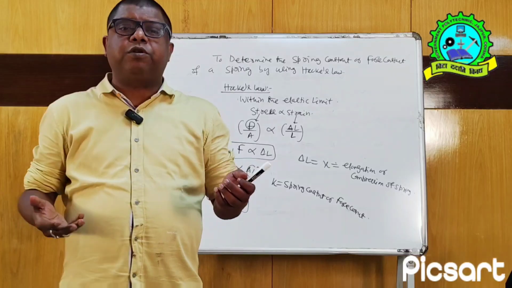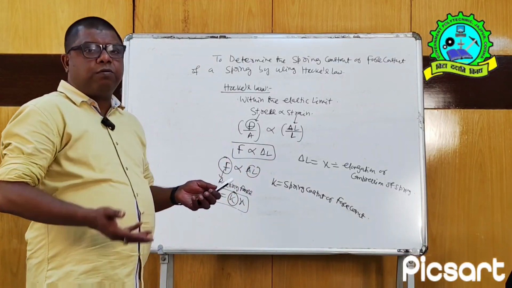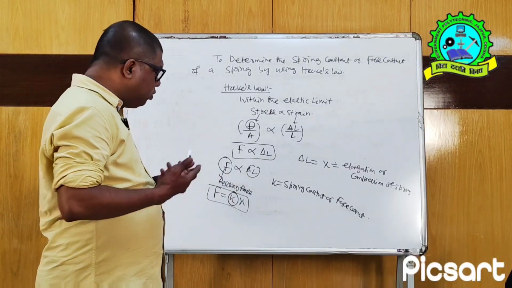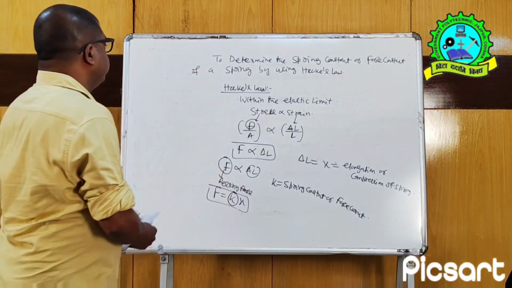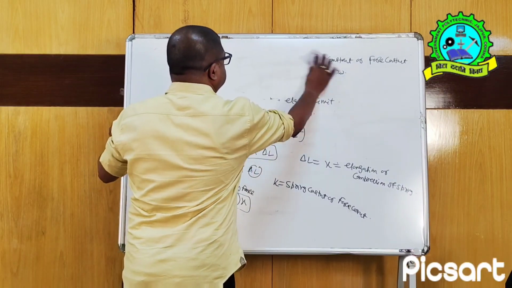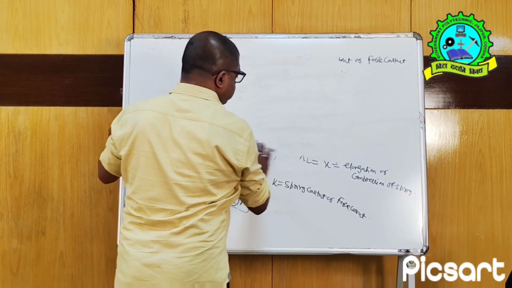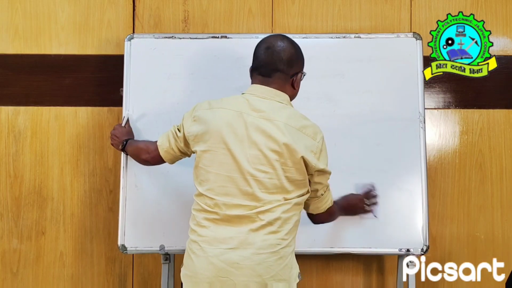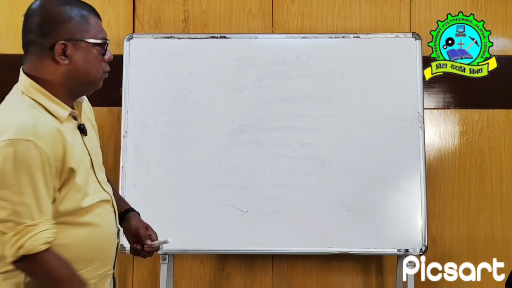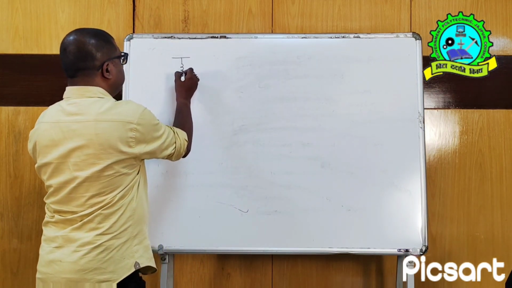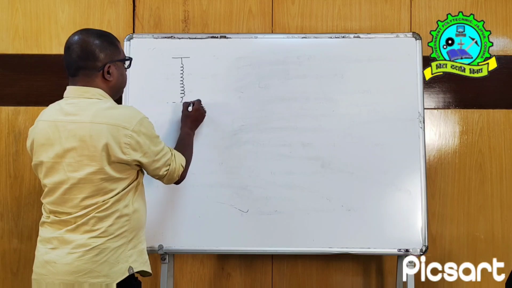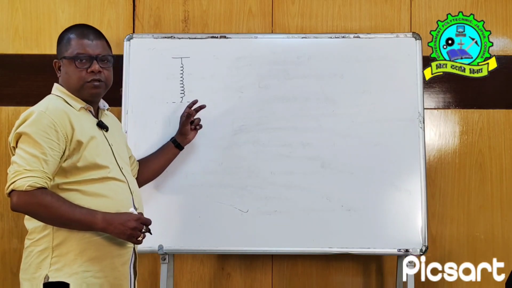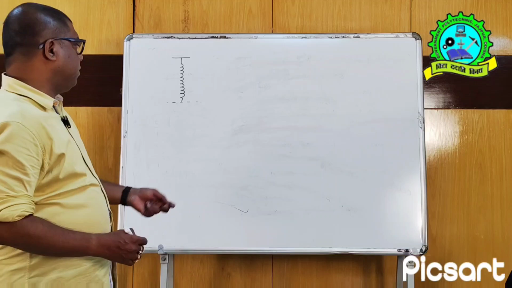So how to calculate the spring constant or force constant? We can adopt the method of oscillations to calculate the spring constant or force constant of the spring. You just see, this is the spring. I am giving the basic concepts of this experiment. Then after that we will take the readings and calculation parts.